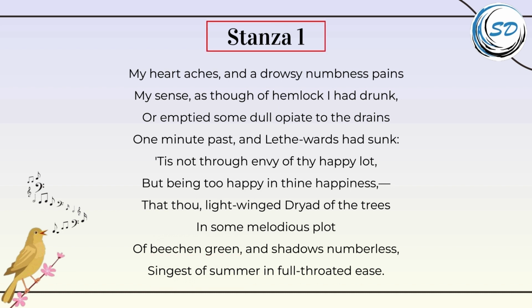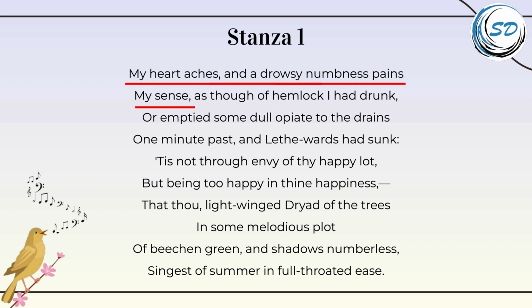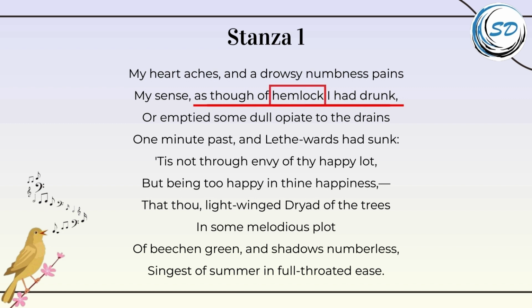In the first stanza of this poem, the poet expresses a deep emotional state. He begins by describing a feeling of physical and mental distress, saying that his heart aches and he is experiencing a drowsy numbness that torments his senses. He compares this sensation to the effect of having drunk hemlock, a poisonous plant, or having consumed a strong opiate that induces a stupefied state.